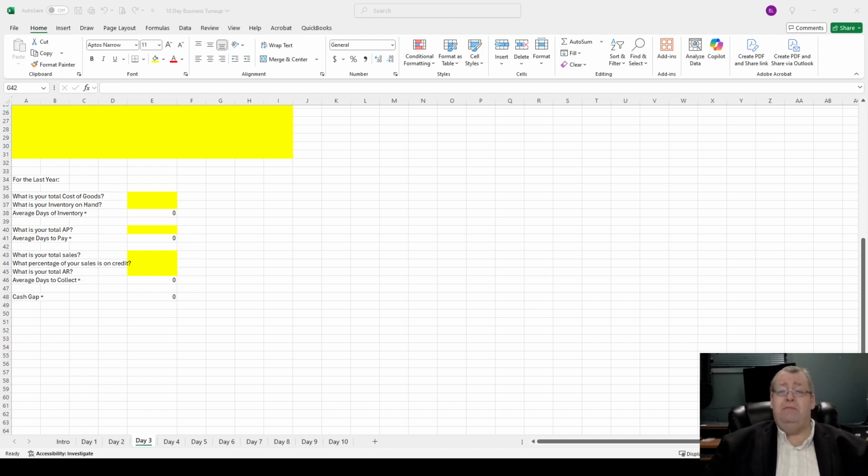The first estimate, what is your total cost of goods? You could go back to yesterday's exercise and ask yourself, what are my direct costs for calculating gross profit? That's your cost of goods, the variable costs incurred to determine your cost of goods. So you may have this number already from yesterday's exercise. What is the average inventory you have on hand at one time? This, again, you can estimate.